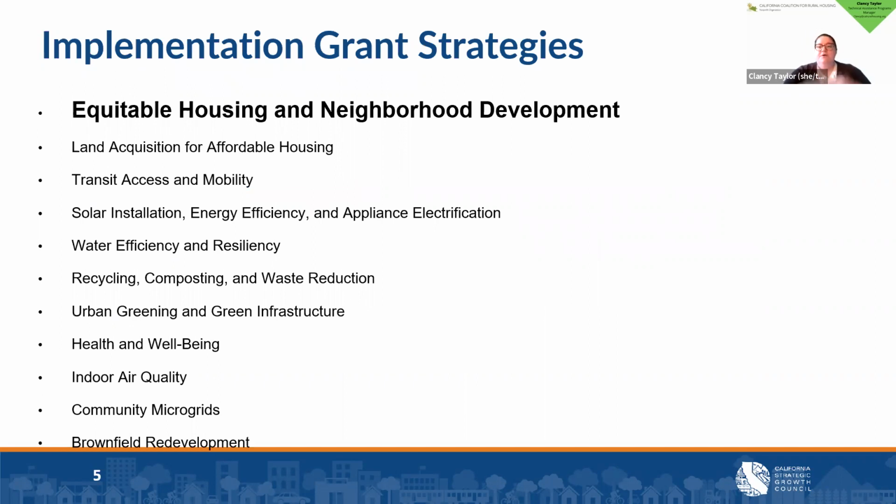All right, so TCC, we have modeled this with the base knowledge of TCC. So TCC focuses on the implementation grant strategies. And the one we have bolded and highlighted up at the top is equitable housing and neighborhood development. Now with TCC, this housing project would be a part of a multitude of different grant strategies, at least 3. And this includes land acquisition for affordable housing, and then some of the other components that make more holistic community-based projects, such as health and well-being, brownfield redevelopment, and water efficiency and resiliency, just to name a few. There's 11 strategies on here, so plenty of different things to help benefit your local community.